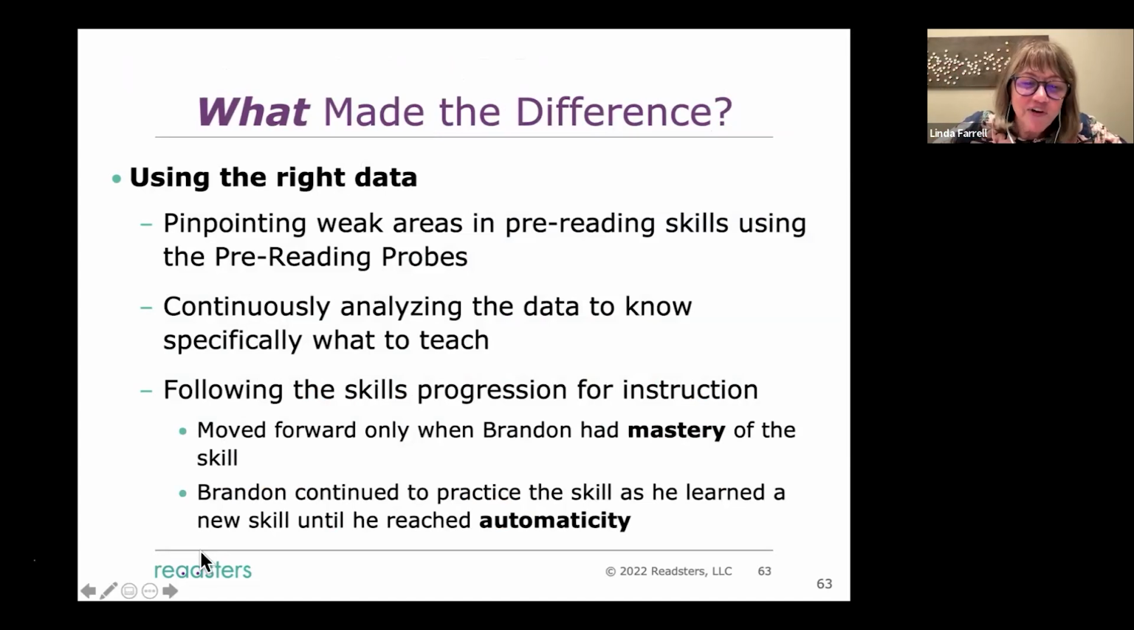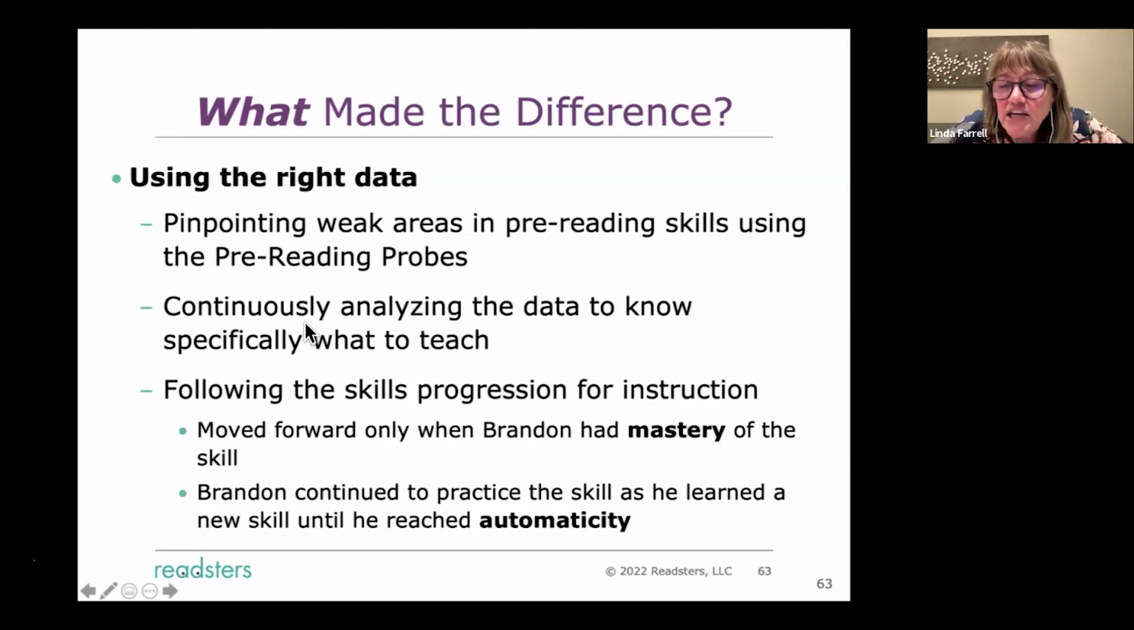So what made the difference with Brandon? Why was it that Brandon caught up, essentially? I mean, he wasn't all the way caught up, but he was essentially caught up. We pinpointed the weak areas and focused on those. Brandon had very good language comprehension. None of his intervention was on language comprehension. When you talk about the simple view of reading, it was all on the word recognition side, the phonological awareness and letter naming side.